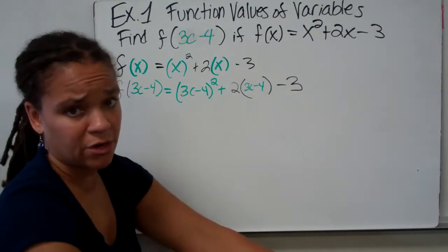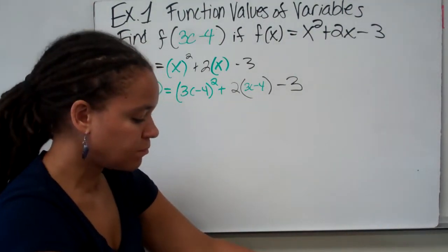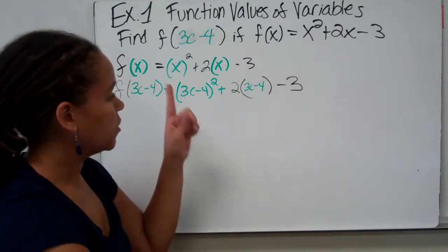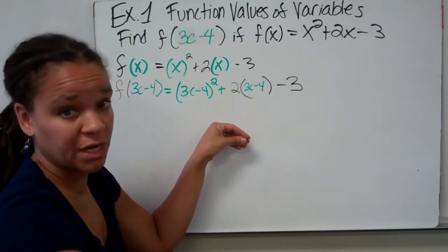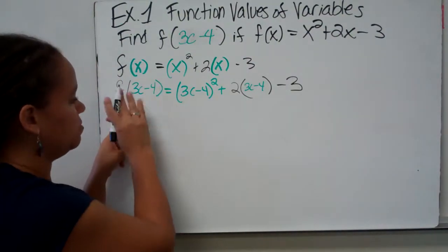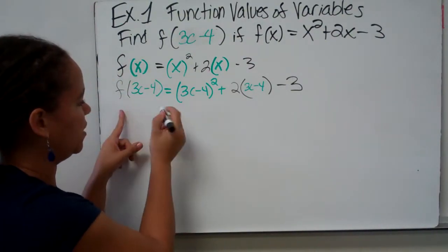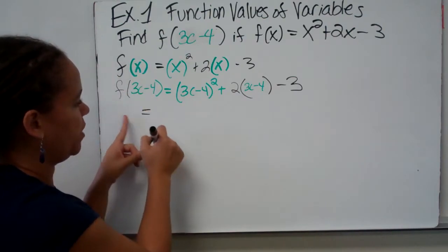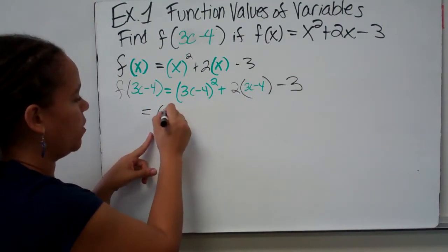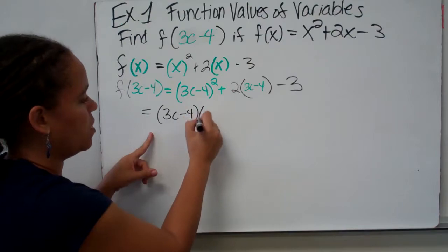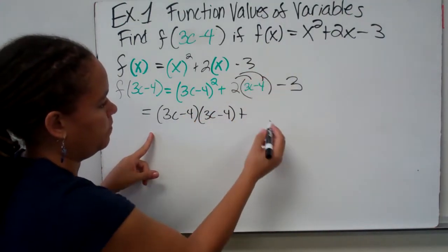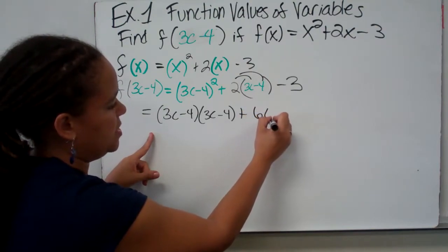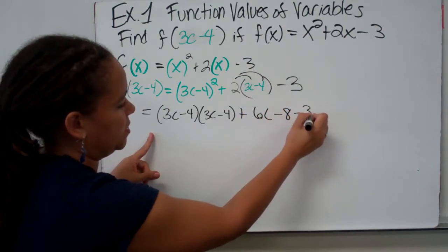So we have a little bit of work here to do to simplify it, but this is the way it starts out. So you want to take your original function, and then plug the other function in there. So let's say this is just what it's going to equal. We don't have to do anything over here anymore. That's just what we're equaling. So here we're going to need to FOIL this out. 3c minus 4 times 3c minus 4 plus 6c minus 8 minus 3.